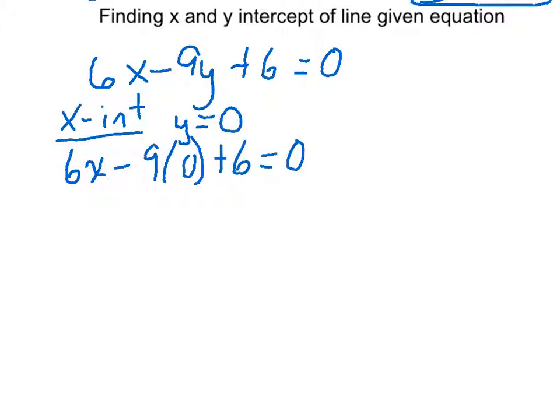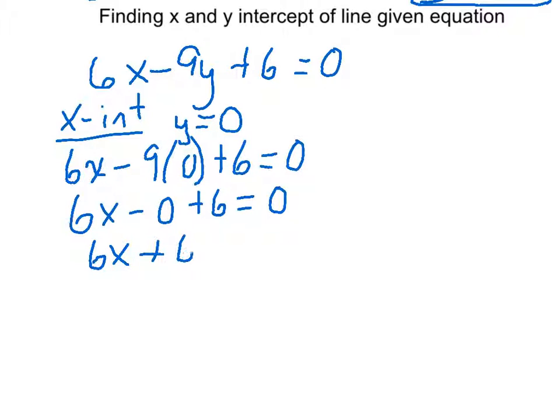Alright, 6x minus 9 times 0. What's 9 times 0? 0. Now we can combine the 0 and the 6, so we just end up with 6x plus 6 equals 0. Bam, this is your two-step normal algebra equation. We need to solve for x. First we subtract this 6, canceling it out.